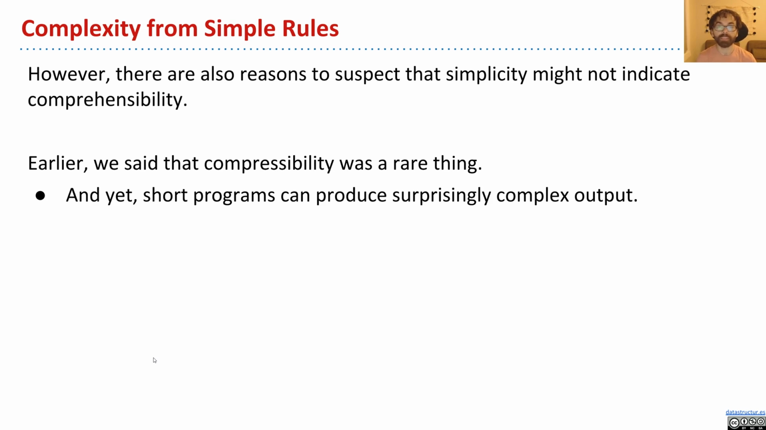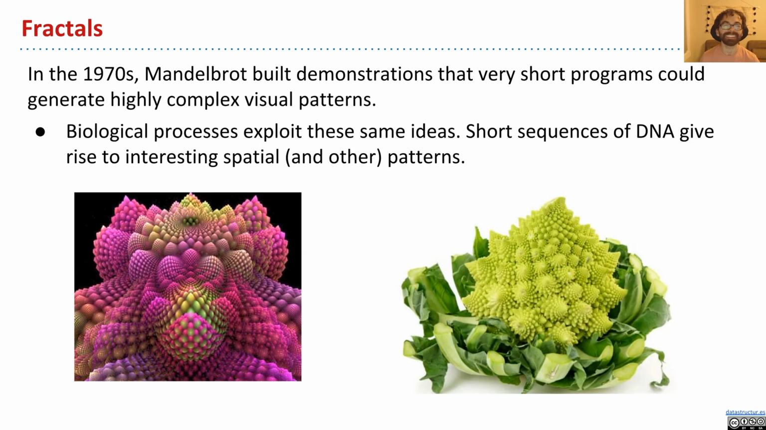So earlier, we said that compressibility was a rare thing, that most bit streams are not compressible. But it is the case that short programs can produce surprisingly complex output. Hugplant, for example, but it goes a lot deeper. My classic example is a fractal. In the 1970s, Mandelbrot, very famous guy, created demonstrations that very short programs could give extremely complex visual patterns. This is not a real cauliflower, but it does somewhat resemble this actual cauliflower here. This is a specific variety of cauliflower that has this fractal structure.